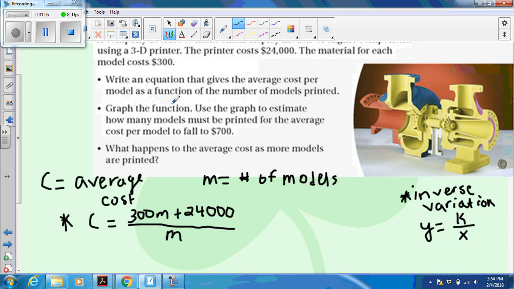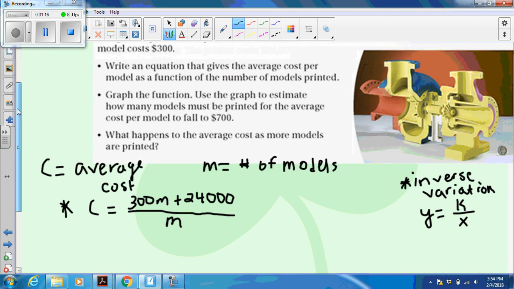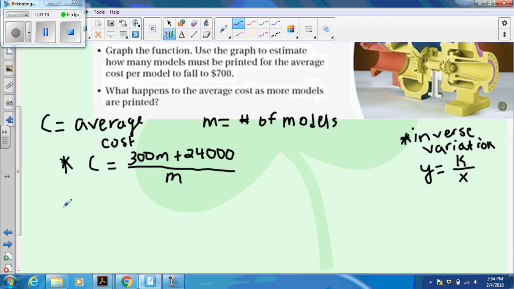Okay, so the next thing is we would have to graph the function and then use the graph to estimate how many models must be printed for the average cost per model to fall to $700. So we know that the average cost is going to be at 700. We're going to plug that 700 into our C spot. So basically what we're doing is we're solving for m here. So we have 700 equals 300m plus 24,000, excuse me, divided by m.